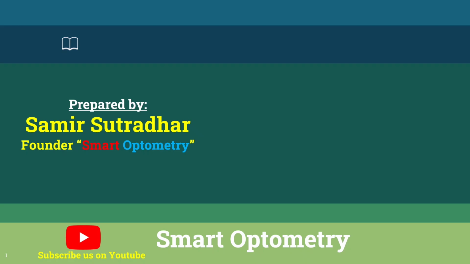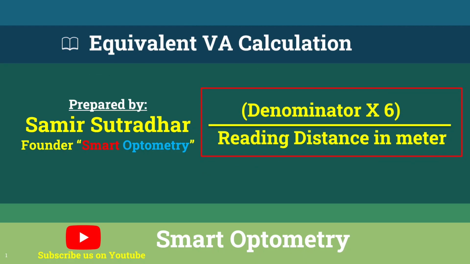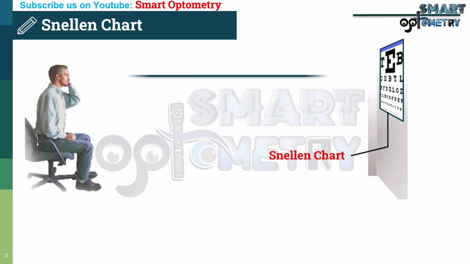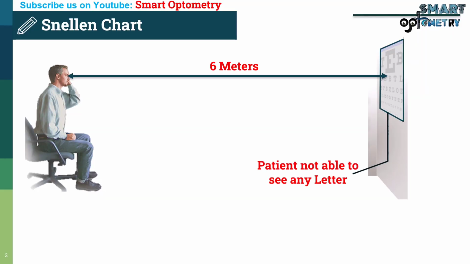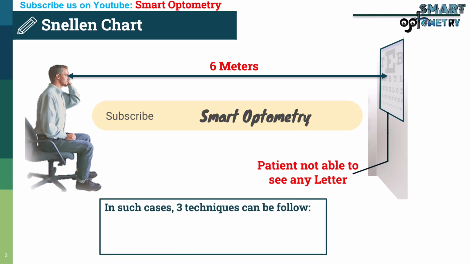Today I will discuss how to calculate equivalent visual acuity of a Snellen chart at different distances. The most common visual acuity chart, the Snellen chart, is designed to perform mostly at 6 meters or 3 meters. Sometimes a patient's visual acuity is less than 6/60, the maximum size in the chart. In such cases, to identify the patient's visual acuity, we can follow three techniques.